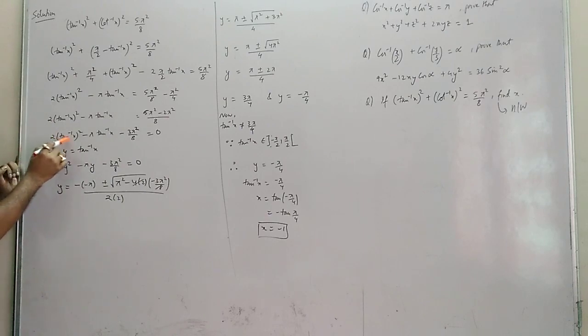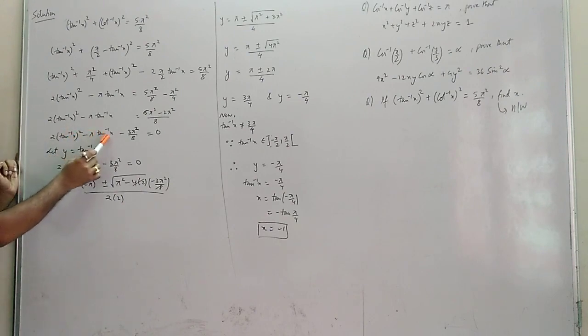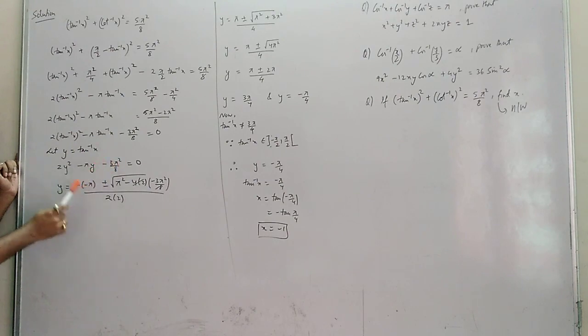What you can see is 2 something square minus something into that thing. What is this? It's a quadratic: 2x square minus something into x plus a constant. So I am taking this tan inverse x as y so that you can see the quadratic as this: 2y square minus pi into y plus c. This is a, b is minus pi, c is this. Can you see a quadratic now?